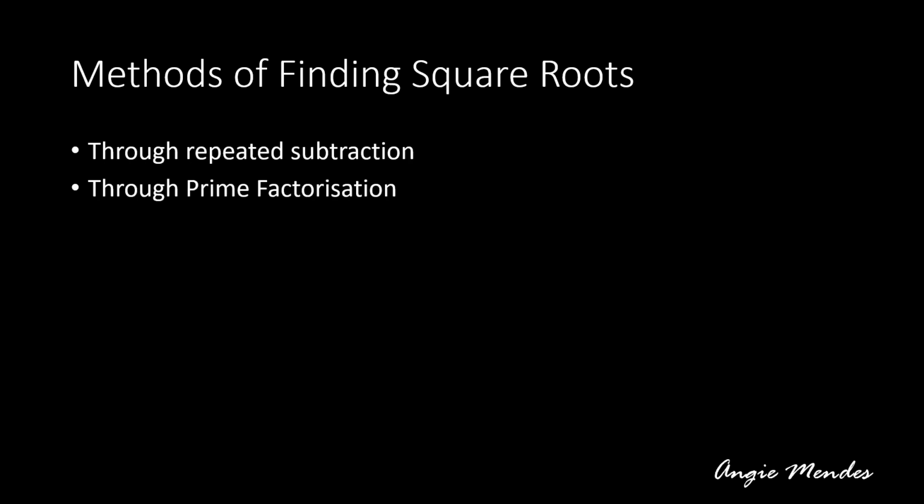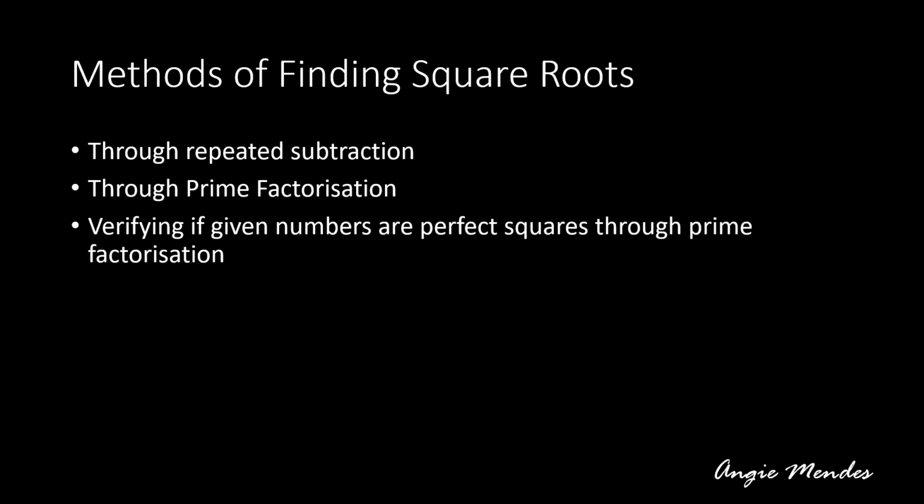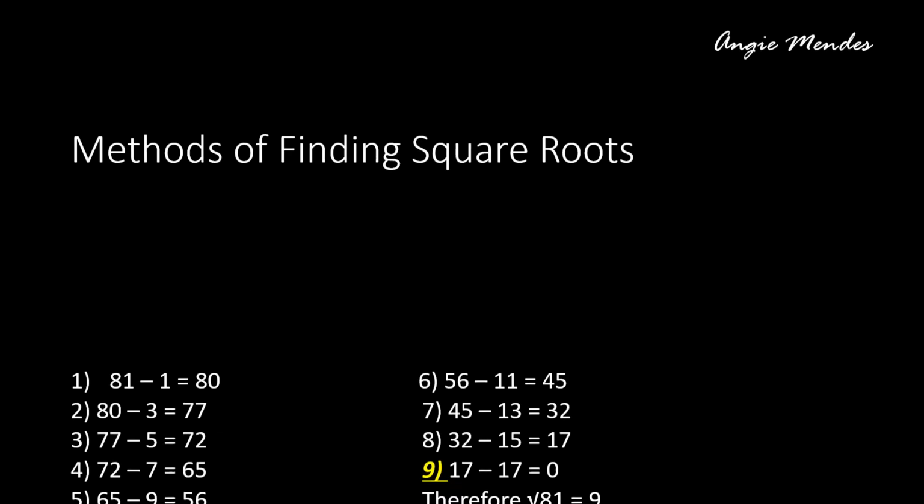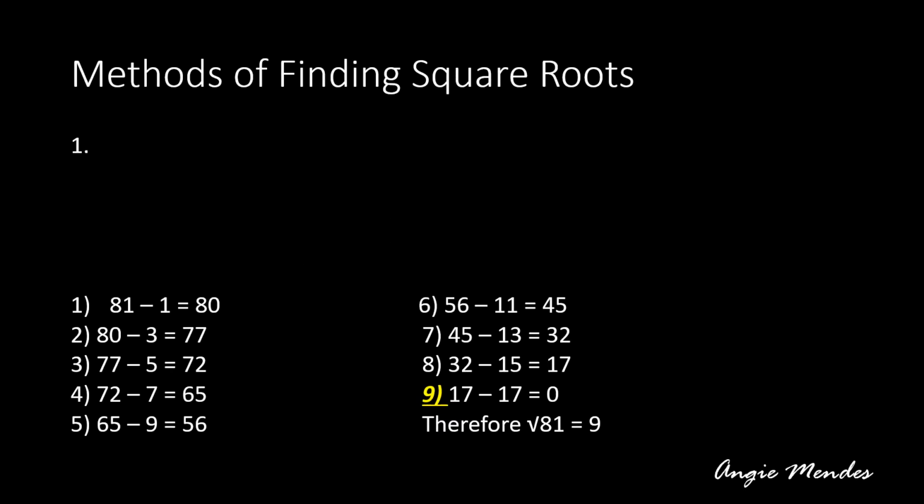Now let us discuss some methods of finding square roots. The first one is through repeated subtraction and second through prime factorization. Once we learn how to find the square roots of numbers through prime factorization, then we need to apply that knowledge so that we can verify if the given numbers are perfect squares of the numbers. So let's begin by finding the square roots through repeated subtraction.